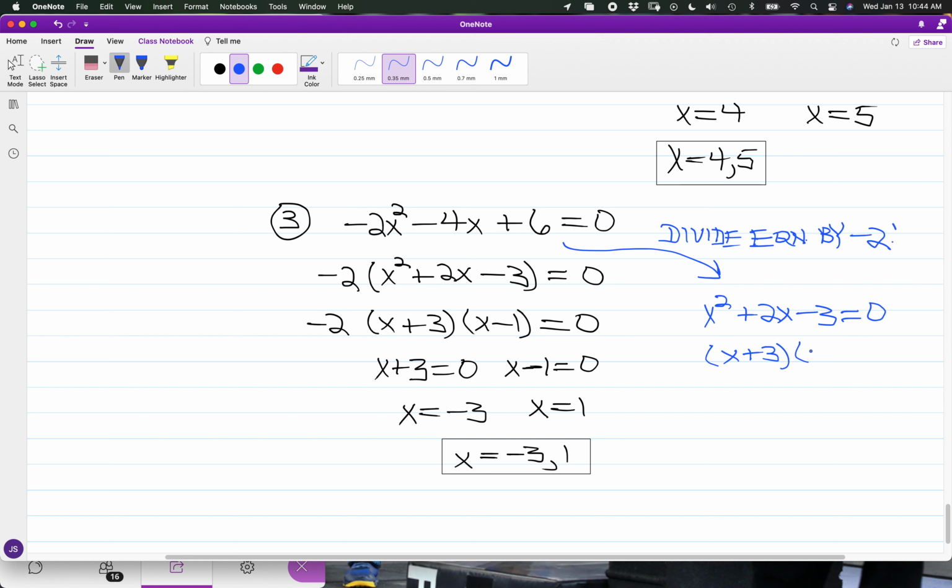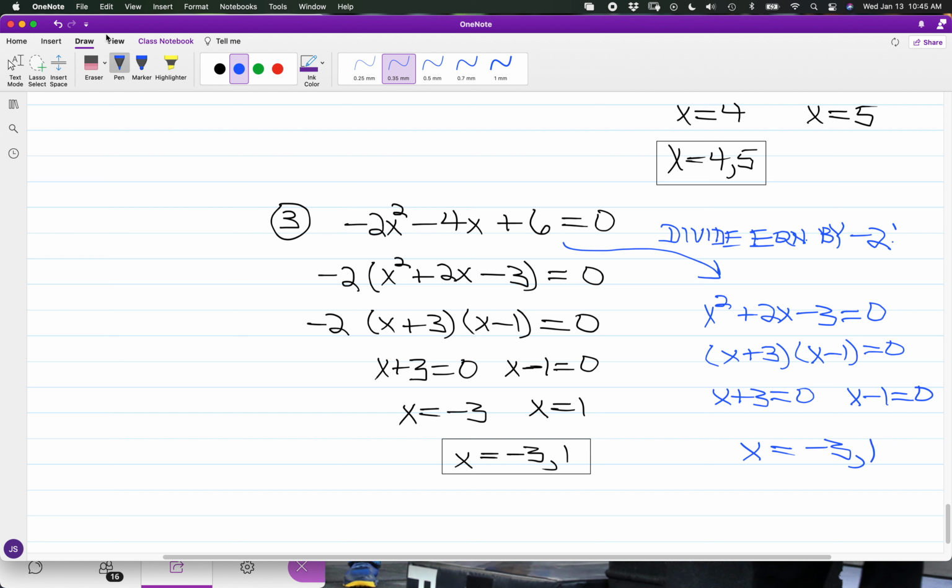So you have the quantity of x plus 3 times that of x minus 1 equal to 0. And again, just setting each factor to 0, we're going to have the same results still, with negative 3 and positive 1.